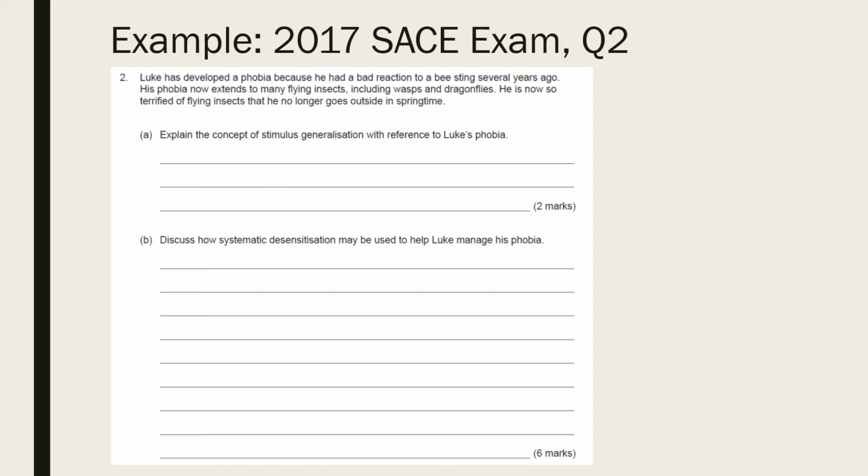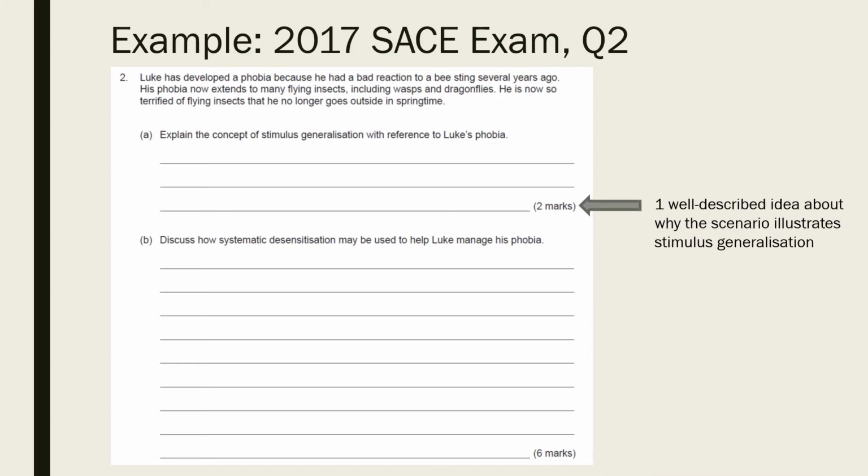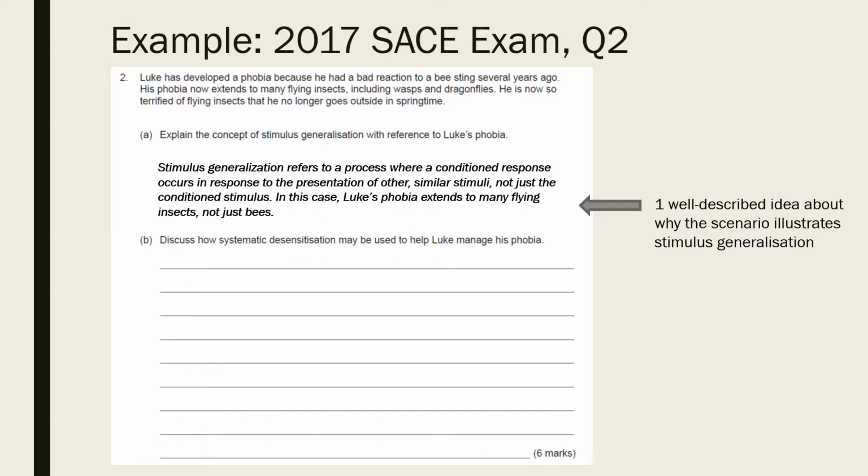If we look at this past exam question from the learning topic, part A is worth 2 marks. So one well-described idea about why the scenario illustrates stimulus generalization is required. For example, stimulus generalization refers to a process where a conditioned response occurs in response to the presentation of other similar stimuli, not just the conditioned stimulus. In this case, Luke's phobia extends to many flying insects, not just bees.